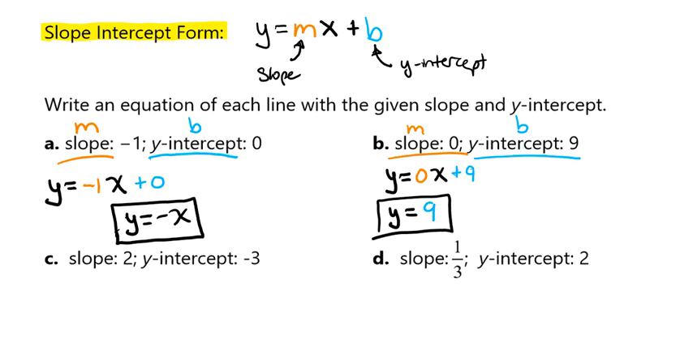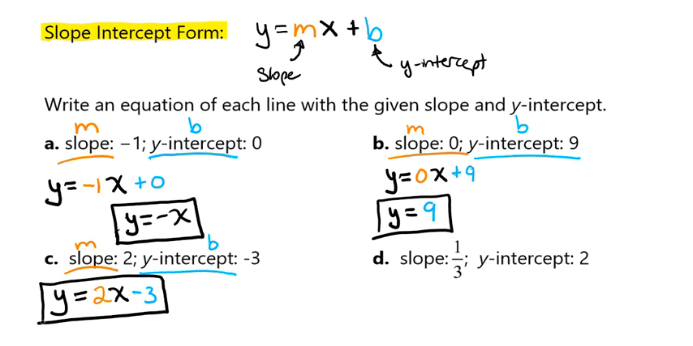Let's do another one, because they don't all have zeros in them. Here we have a slope of 2, so our m is 2, and here we have a y-intercept of -3, so that's our b. Let's go ahead and plug that in. y equals 2 times x, and it's not a plus, it's a minus because it's a negative, so -3. There's nothing to simplify, so that's going to be our answer: y equals 2x minus 3. It's really just that simple.